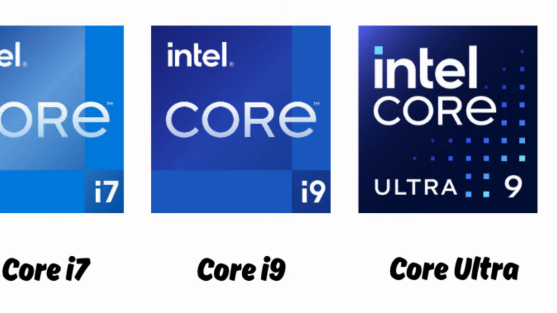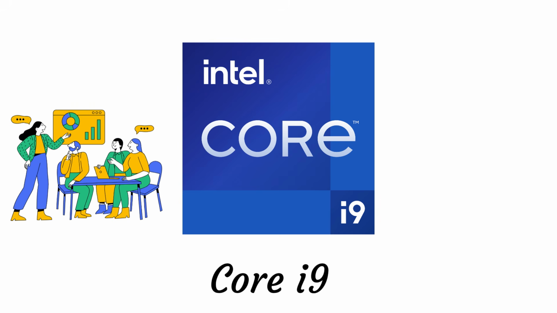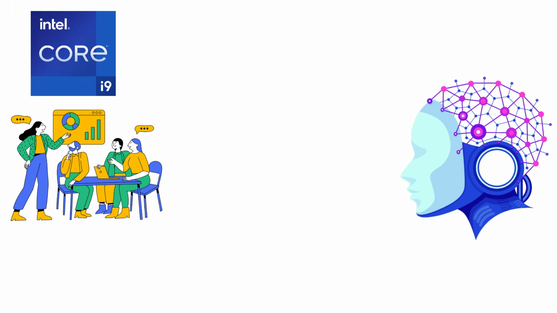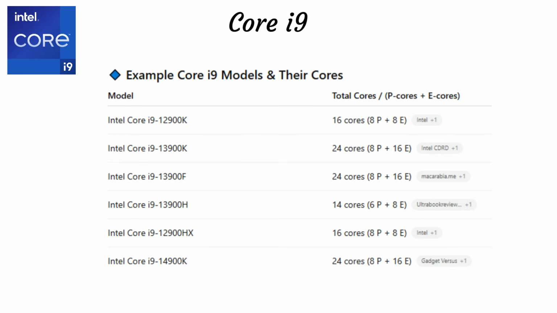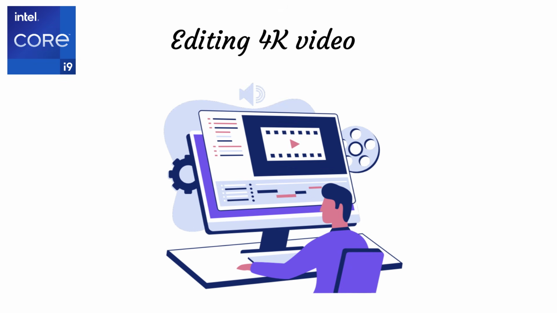Core i9. The Intel Core i9 is Intel's flagship processor that is specifically built for demanding professionals and technology enthusiasts. It has 16 to 24 cores, which makes it immensely powerful for heavy workloads like studio-level 3D modeling, achieving ultra-graphic settings in heavy AAA games, and editing 4K video.